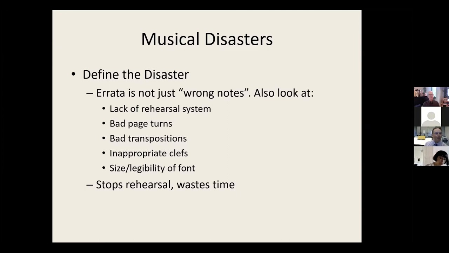Librarians tend to think of errata in terms of wrong notes, that E should be an F sharp, or I'm missing a forte, or this should be a mezzo forte instead. But I think we need to broaden our concept of errata to include all the different elements of music. Is there an adequate rehearsal system? Do the page turns work? Are the transpositions or clefs appropriate for that instrument? And really, most importantly, is the music of a legible size? Is the font correct? Is the paper appropriate to the size of the font? So I would say that anything that's going to stop your rehearsal, waste time, or hinder any kind of music making should be considered a mistake.